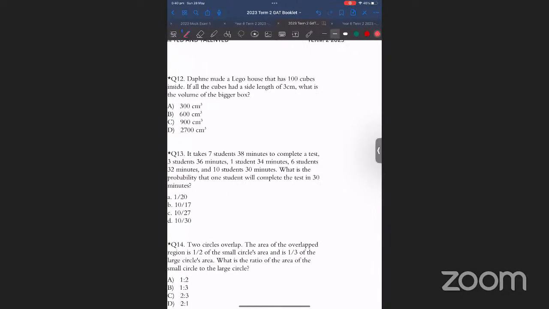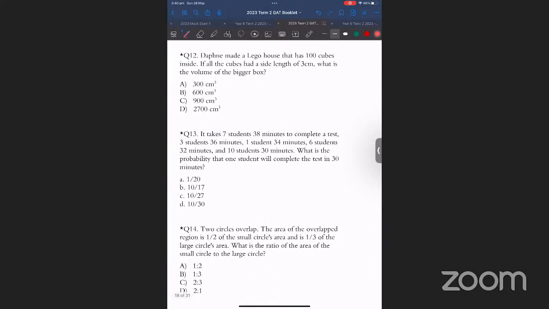Question number 12. Daphne made a Lego house that has 100 cubes inside. If all the cubes had a side length of 3 meters, what is the volume of the bigger box? I'm just going to quickly mute everyone.